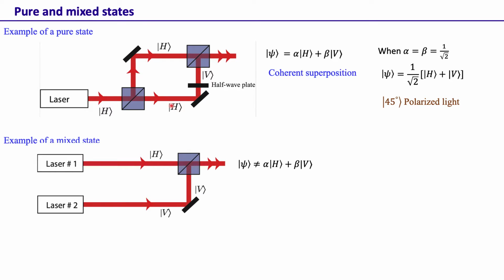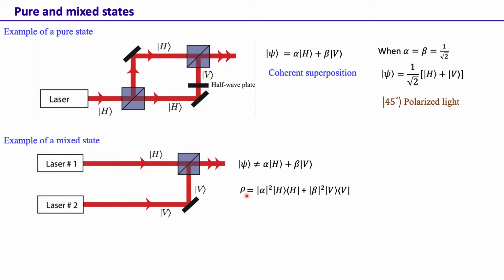Here, in the earlier example, the states coming from the two paths have correlated phases because they come from the same source. But here, since the two sources are independent of each other, the states coming from them have no phase correlation between them. They are completely random with respect to each other, and hence the state psi is not a coherent superposition of the states coming from laser 1 and laser 2. So what is the state then? The state in this case can be represented by a density matrix.